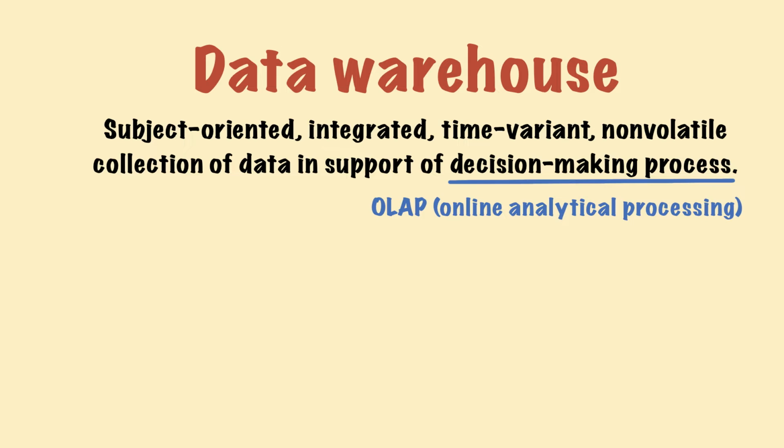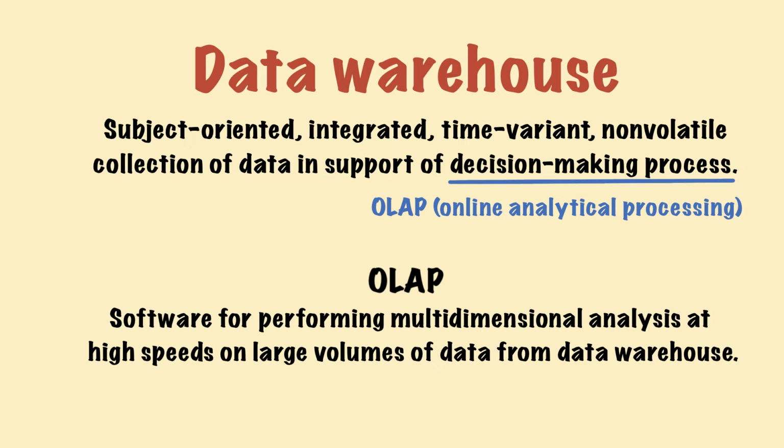When I said decision-making process, I meant the online analytical processing, which is also called OLAP. OLAP is a software used to perform multidimensional analysis fast, and it's performed on large volumes of data, which is typically extracted from data warehouse. In fact, we can kind of get the idea of how data warehouse works from the definition of OLAP.